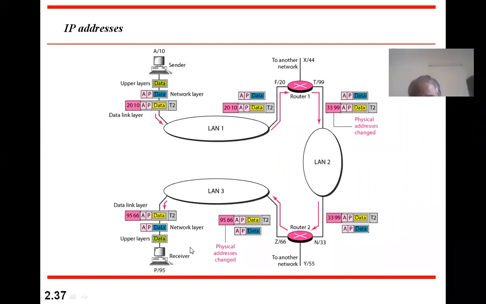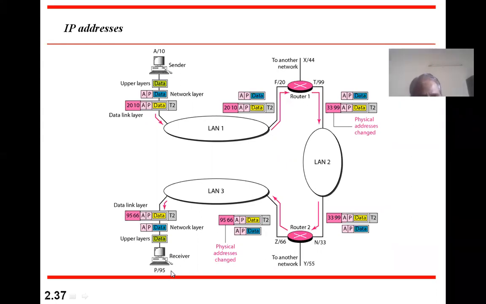Here, address 10 is connected here, whereas the address of this interface is 20. These are the MAC or physical addresses. Similarly, the physical address of this interface is 99, whereas this is 44. In router 2, this interface is 33, this is 66, this is 55. And here this address is 95.